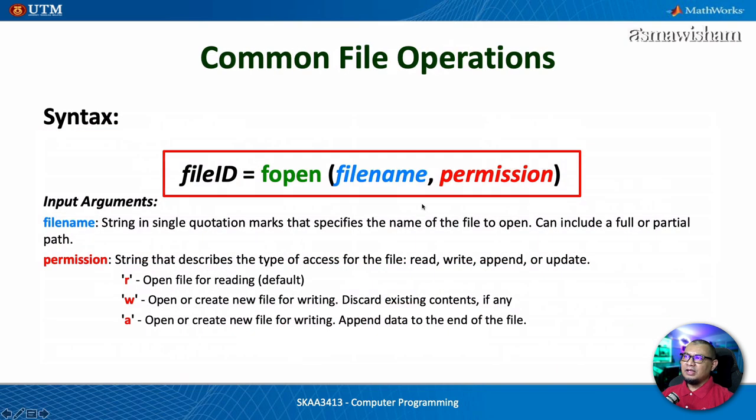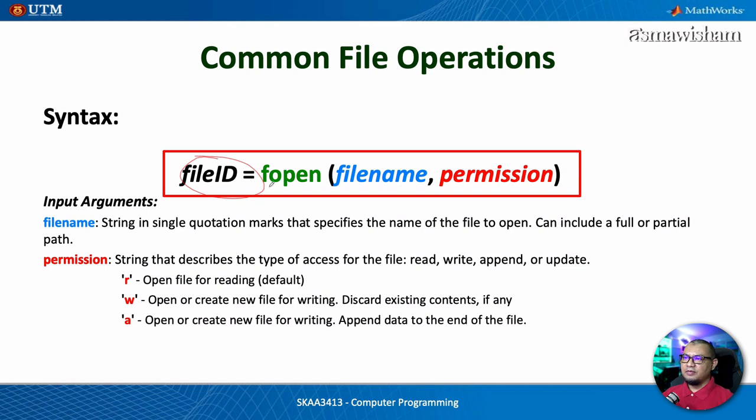So this is the basic syntax for fopen. It means you are starting to use a file, so you need to give the command fopen. The file ID can be any variable. You can put A, B, C, D, E, F, and so on. Here it is written as fileID.